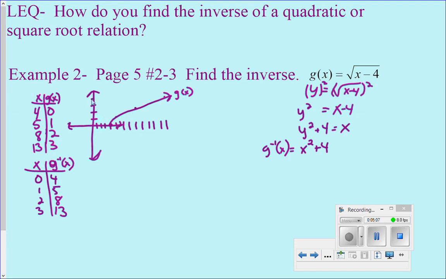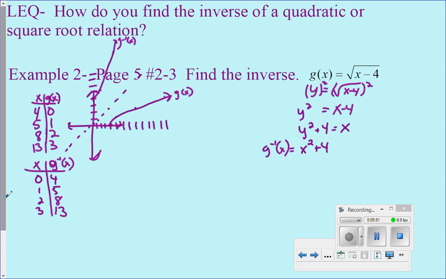So 0, 4, right there, 1, 5, right there, 2, 8, right there, and 3, 13. I'm just going to eyeball that one right about there. So then there's my inverse graph. So I'm going to call that g inverse of x. Okay, now that looks right because I know that the original is folded across the line y equals x, and it looks like that is what I would get when I fold that half of a parabola on its side. If I fold that over line y equals x, I would get half of a parabola.